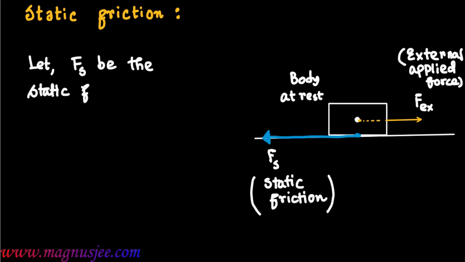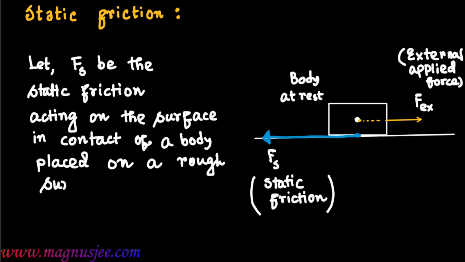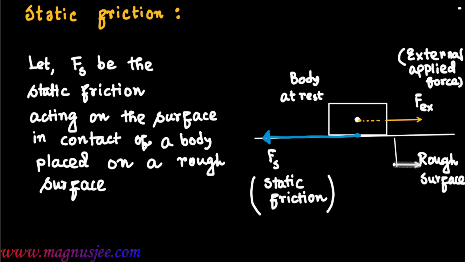Let Fs be the static friction, or frictional force, or opposing force, acting on the surface in contact of a body placed on a rough surface. This is the rough surface in the diagram on which the body is placed.